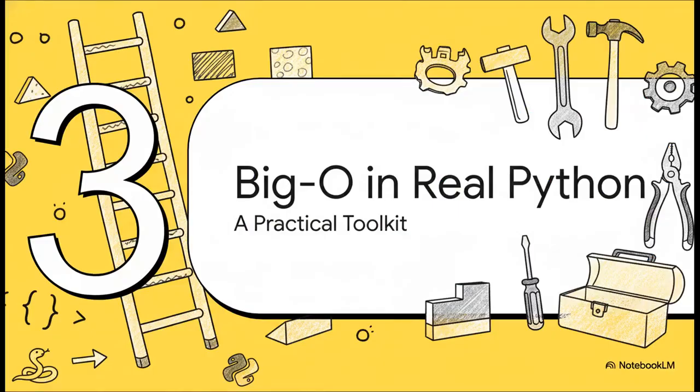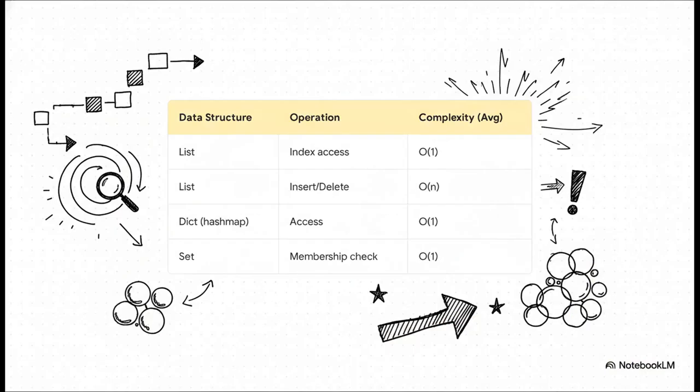Okay, so we've climbed the theoretical ladder. Now for the most important part. How do we actually apply this knowledge in our day-to-day Python coding? Let's build a practical toolkit. This right here, this is gold. It's a cheat sheet for the Big O of common operations on Python's built-in data structures.